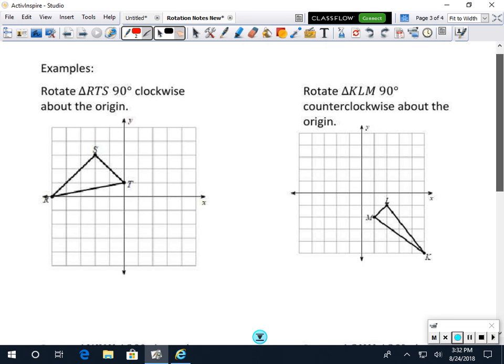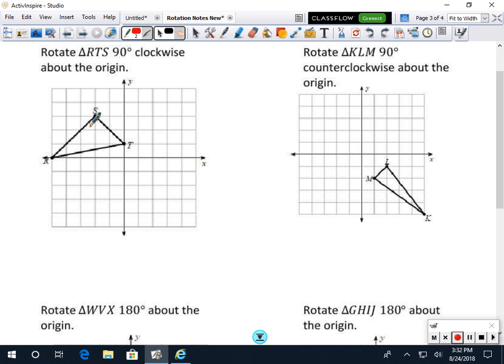All right, so let's do some more practice of this. I'm going to rotate triangle RTS 90 degrees clockwise about the origin. So I'm going to write down the coordinates of my original picture. So R is at the point negative 5, 0. S is at the point negative 2, 3. And T is at the point 1, 0. I'm going 90 degrees clockwise. So that means I'm taking this picture and I'm moving it in this direction one time.